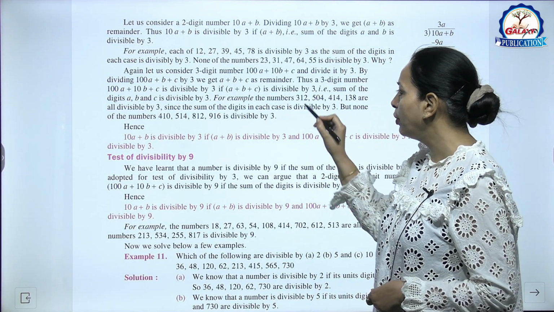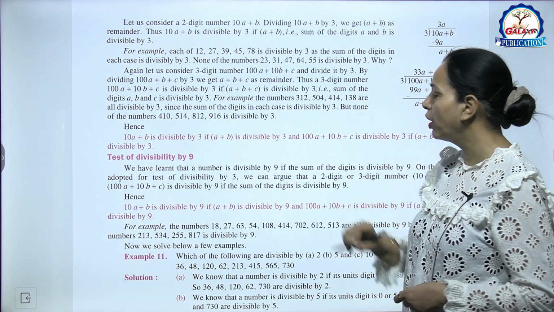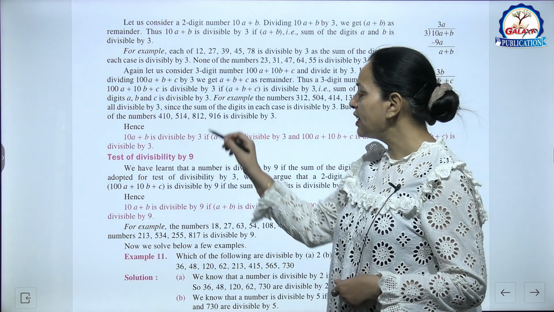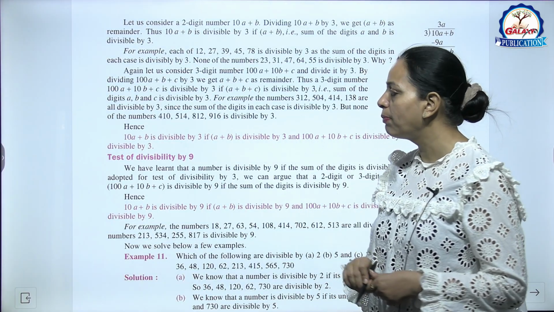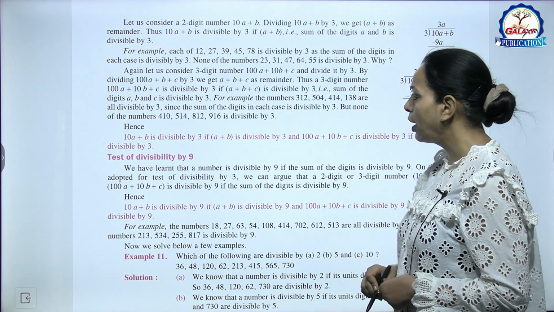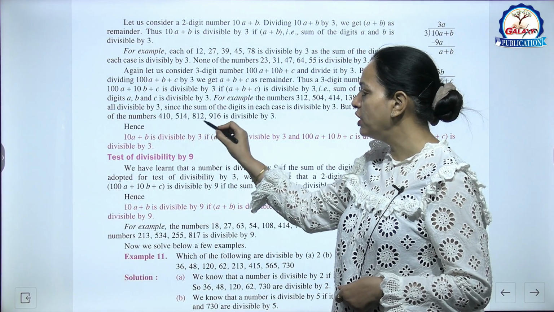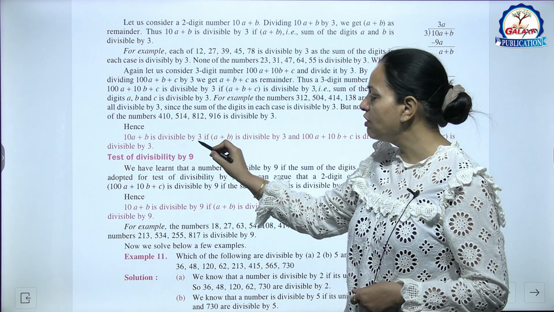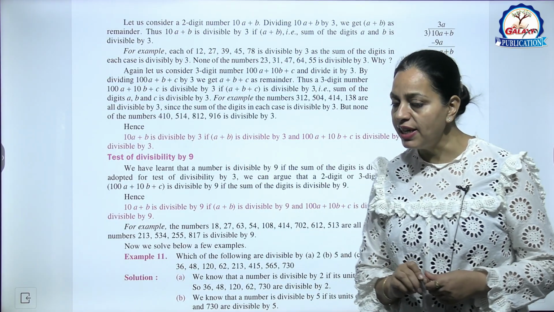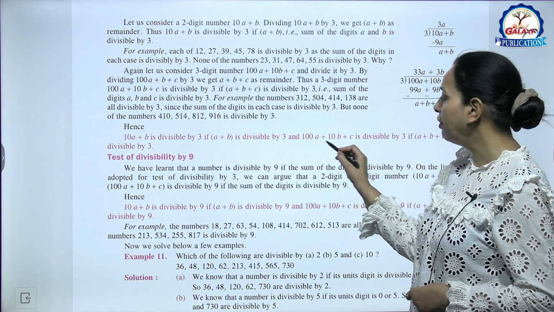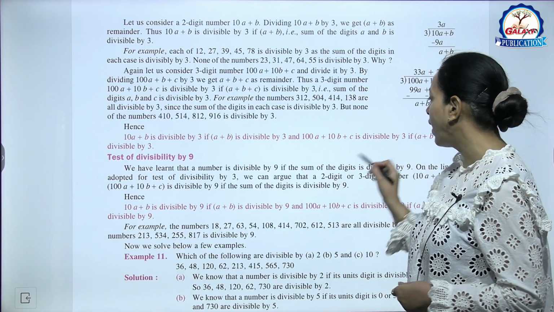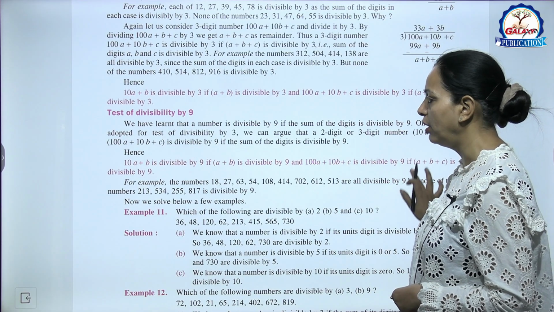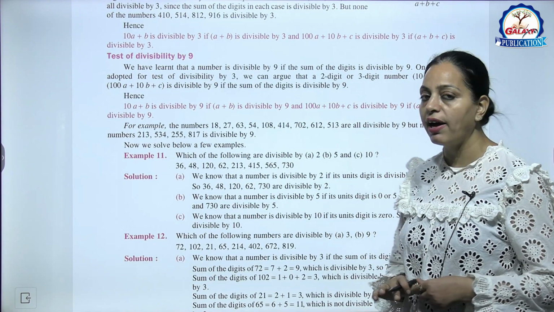For example, the numbers 312, 504, 414, 138 all are divisible by 3, since the sum of the digits in each case is divisible by 3. But none of the numbers 410, 514, 812 is divisible by 3. So hence 10a plus b is divisible by 3 if a plus b is divisible by 3, and 100a plus 10b plus c is divisible by 3 if a plus b plus c is divisible by 3. Now test of divisibility by 9.